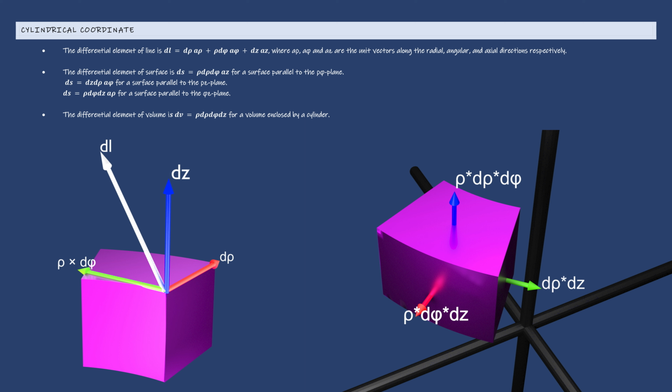The differential element of volume in cylindrical coordinates is dv equal rho d rho d phi dz. This means that if we move a small distance d rho along the radial direction, rho d phi along the angular direction, and dz along the z-axis, the volume of the cylinder is given by rho d rho d phi dz.